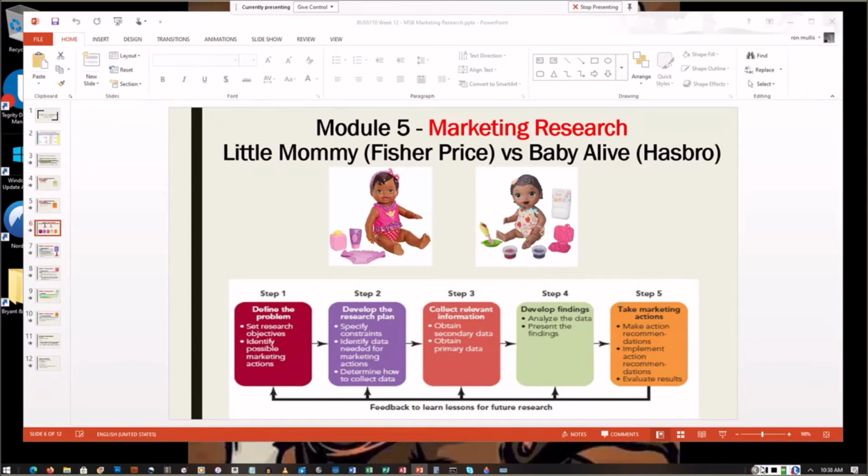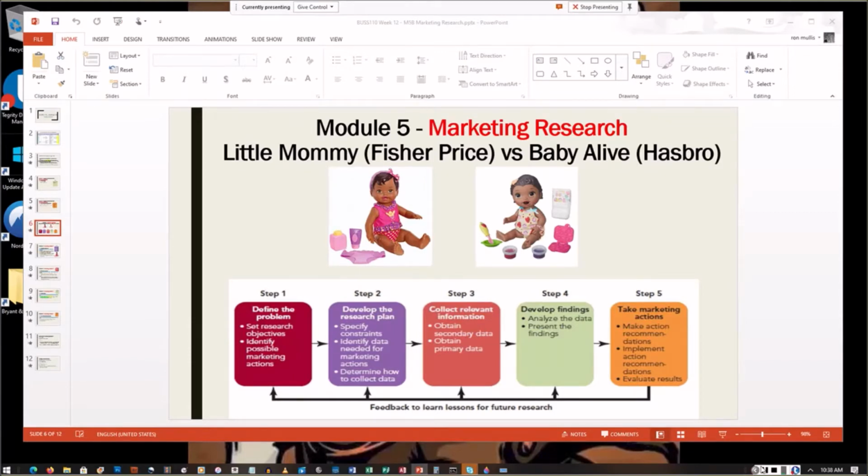All right, so now that I've gone through steps 1 through 5 of the marketing research process, I'm going to go over marketing research using an actual case study of two companies. You see Fisher Price and you see Hasbro. We're going to use the diagram and our knowledge of the market research process to apply it to the competition between Fisher Price and Hasbro.